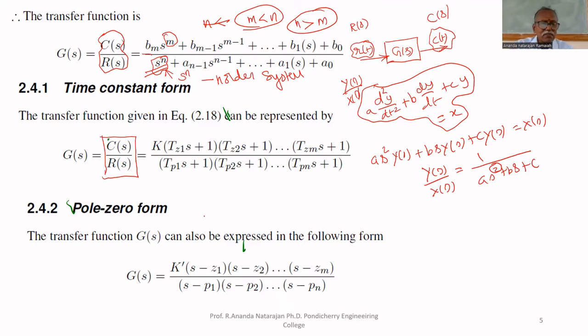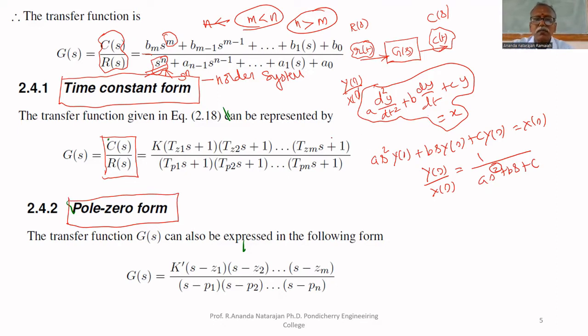The transfer function can be represented in two ways. G of s can be represented in two ways. One is called time constant form. Another one is called pole zero form.